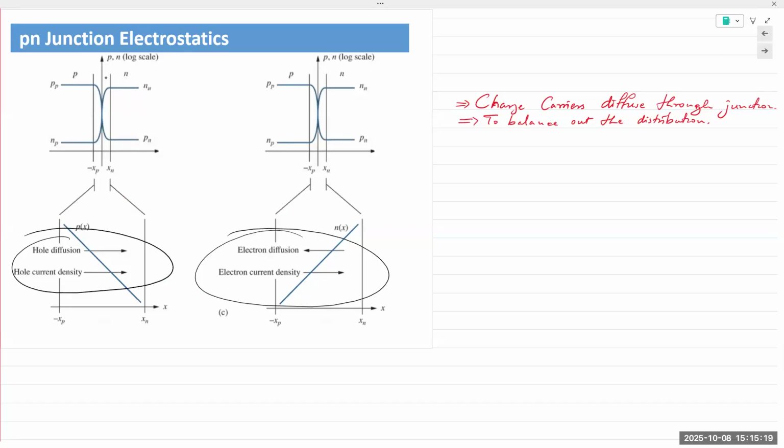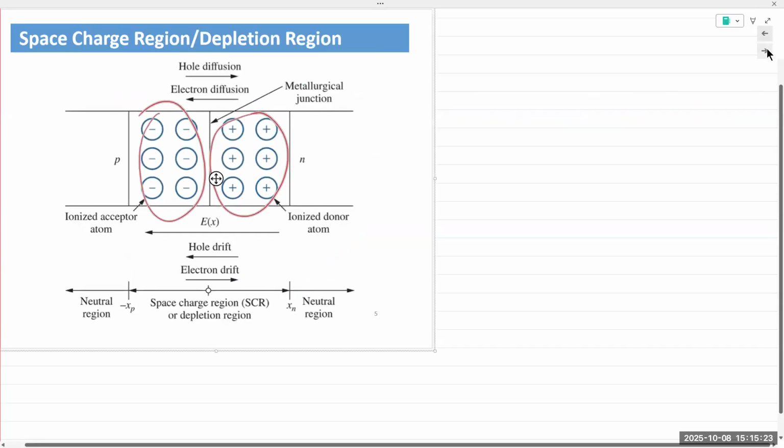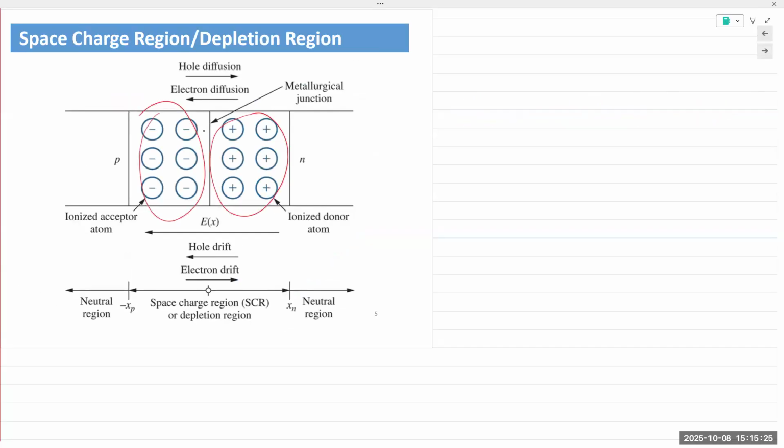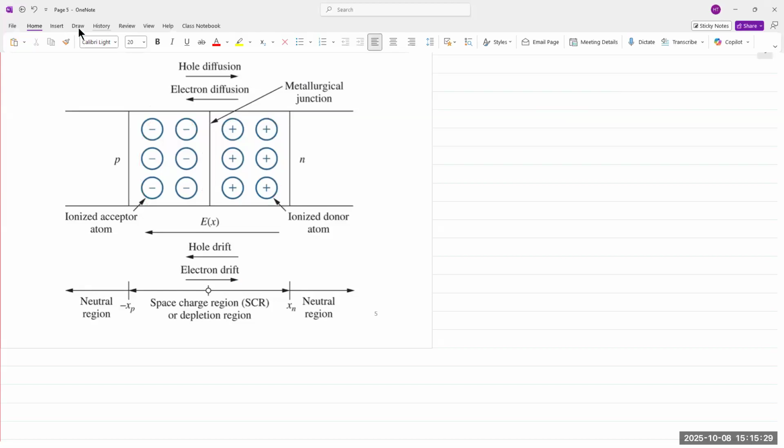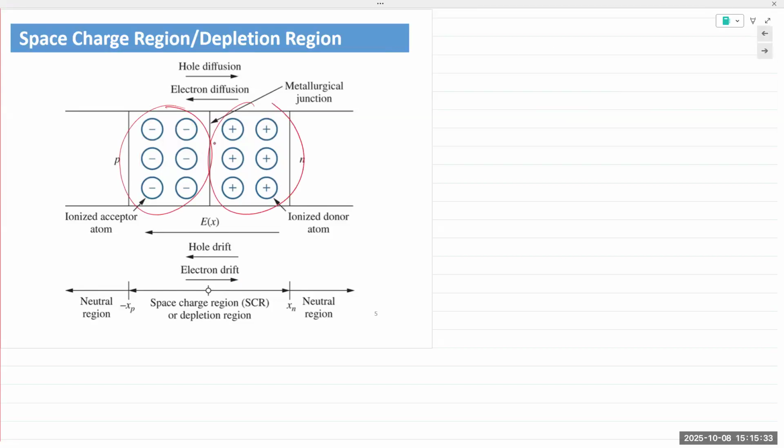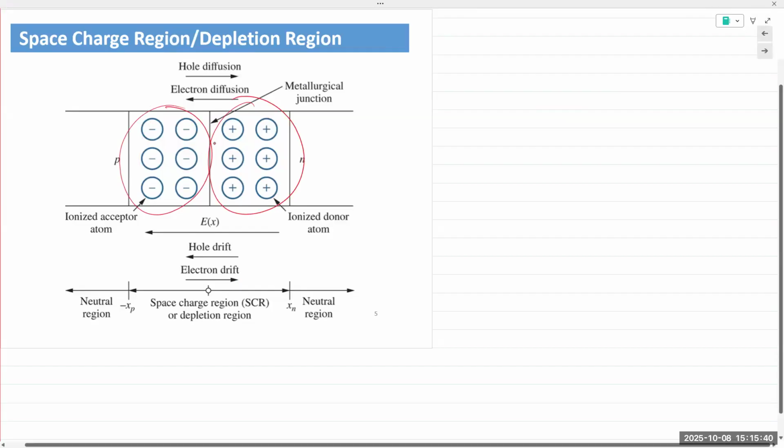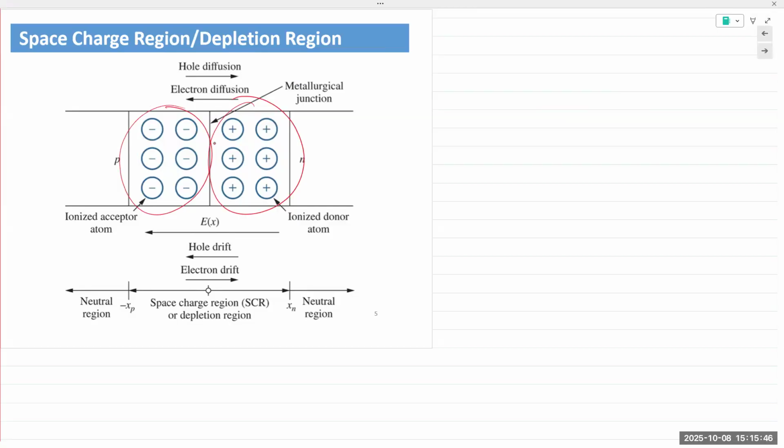Now, when the electrons and holes move through the junction, they leave behind ionized atoms. When they leave behind ionized atoms on both sides of the junction, there appears a charge in that space. These charges are localized because they belong to the ionized atoms. They are fixed in the structure. They cannot leave their position.